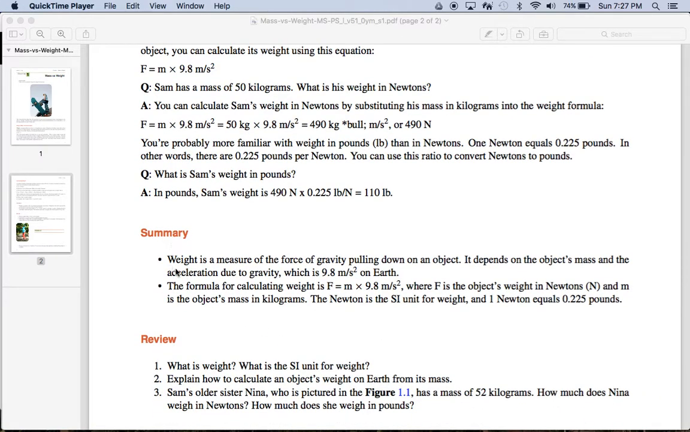So in summary, weight is a measure of the force of gravity pulling down on an object. It depends on the object's mass and the acceleration due to gravity, which is 9.8 meters per second squared on Earth. The formula for calculating weight is force equals mass times 9.8 meters per second squared, where F is the object's weight in newtons, or N, and m is the object's mass in kilograms. The newton is the standard international unit for weight, and 1 newton equals 0.225 pounds.